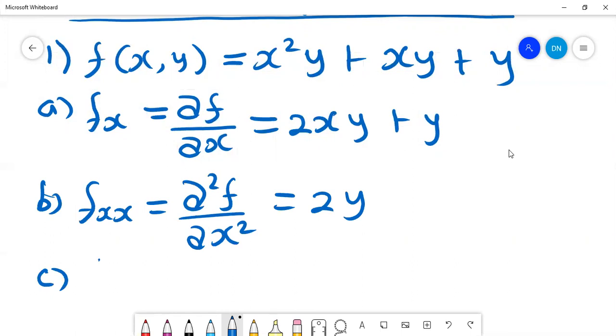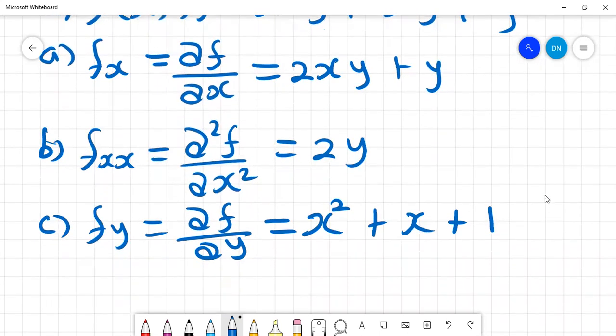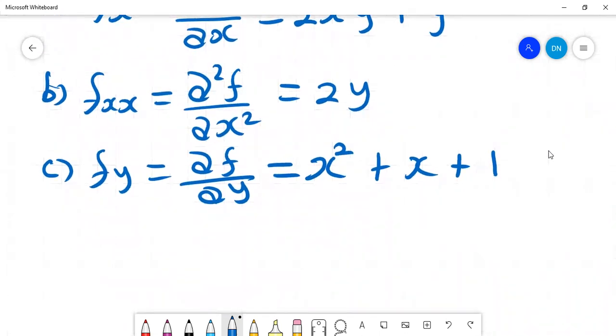What about f of y, or the partial derivative of f with respect to y? Let's go back to the original equation. It's x squared y, so it will be x squared, because if I differentiate y, I'll be left with 1. And then plus xy, if I differentiate y, I'll be left with x. And plus y, if I differentiate y, I'll be left with 1, because the derivative of y is 1. So what you are doing is treating one of them like a constant, but it is not.